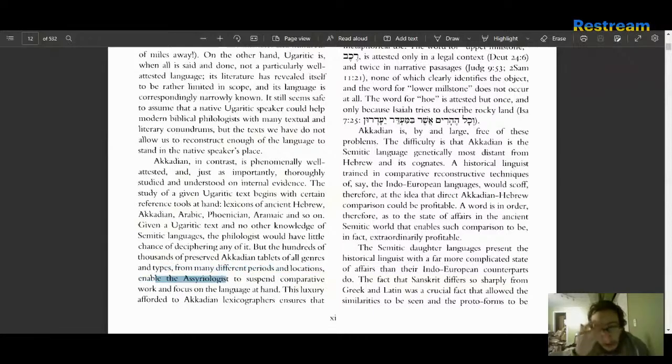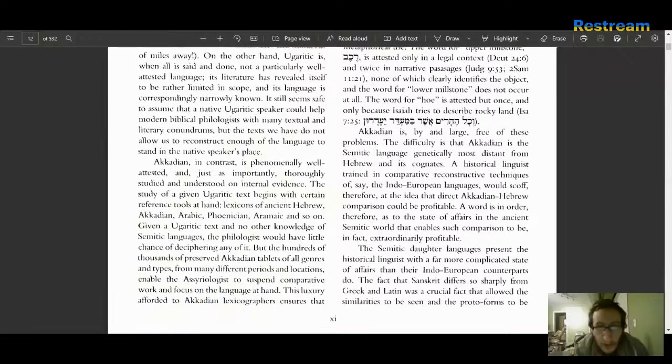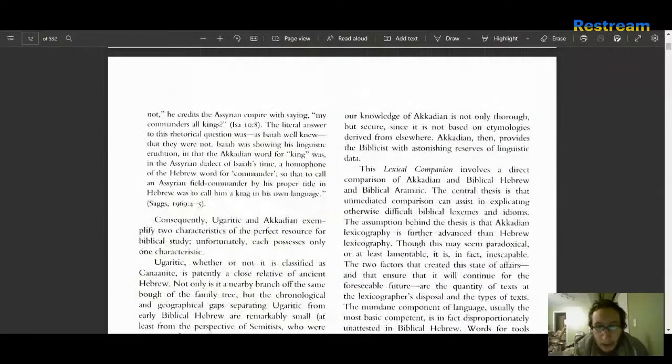enable the Assyriologist to suspend comparative work and focus on the language at hand. This luxury afforded to Akkadian lexicographers ensures that our knowledge of Akkadian is not only thorough but secure, since it is not based on etymologies derived from elsewhere. Akkadian then provides the biblicist with astonishing reserves of linguistic data. So what that tells us is that we have enough Akkadian evidence that we don't need Hebrew, Arabic, or other Semitic languages to figure out what the meanings of the words are.